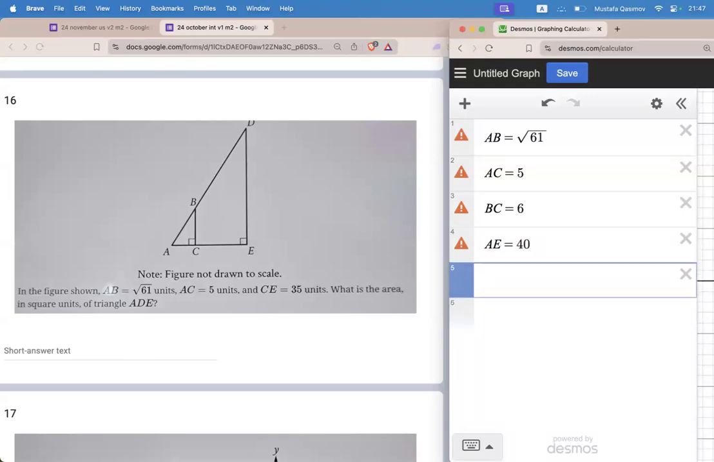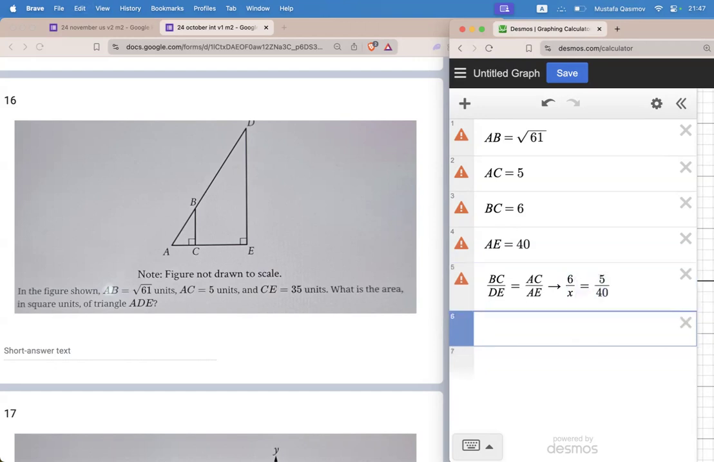We have to find also DE. You have to think like this. BC over DE is equal to AC over AE. Some students write here CE. It is not correct. Then use it. We will get something like this: 6 over x is equal to 5 over 40.